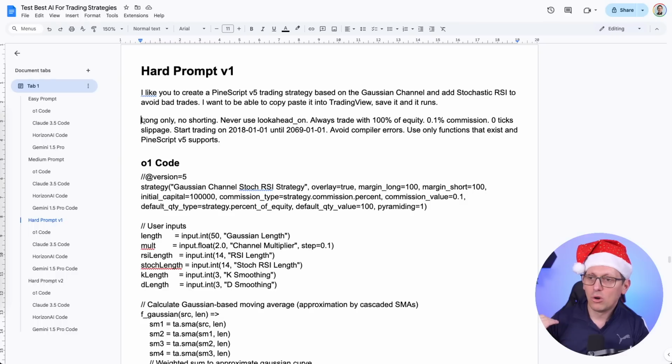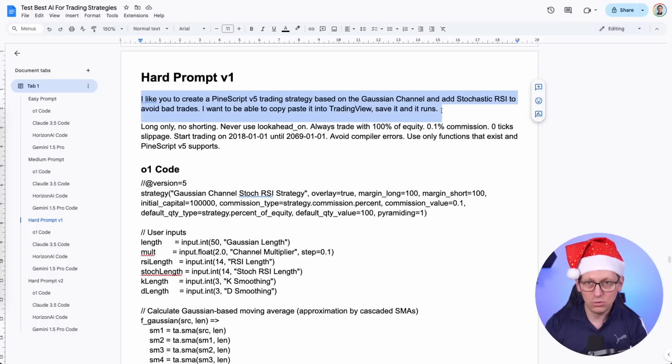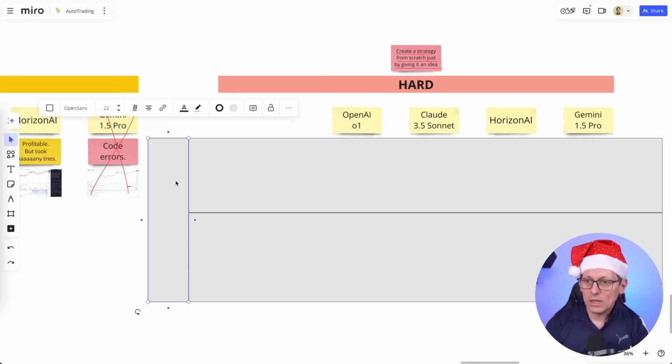So I want them to go long only. I want them to not use look ahead. I want them to use 100% of the equity, you know, all this stuff. So I just have the baseline so I can compare the strategies together. So all of them are comparable with each other. This is just basically to get them onto the same level, but this is really what it has to do, right? This is the to-do for it to create a strategy. So I copied all of this, I gave it to the AIs, and let's see what they managed to produce.